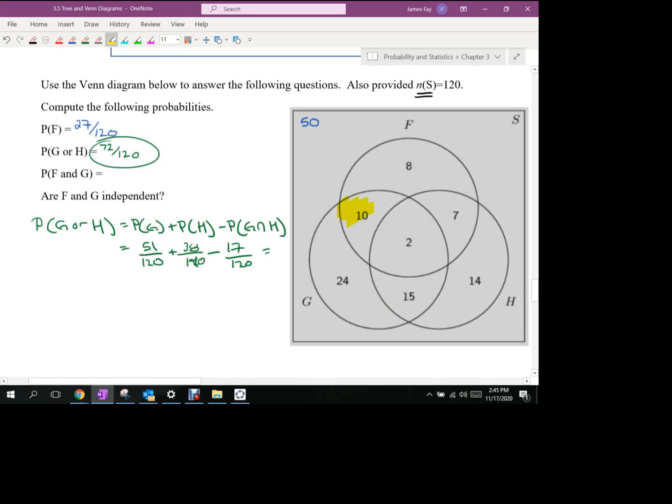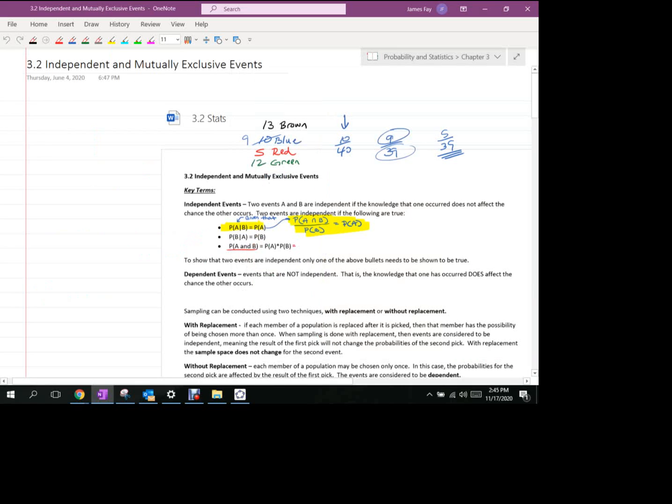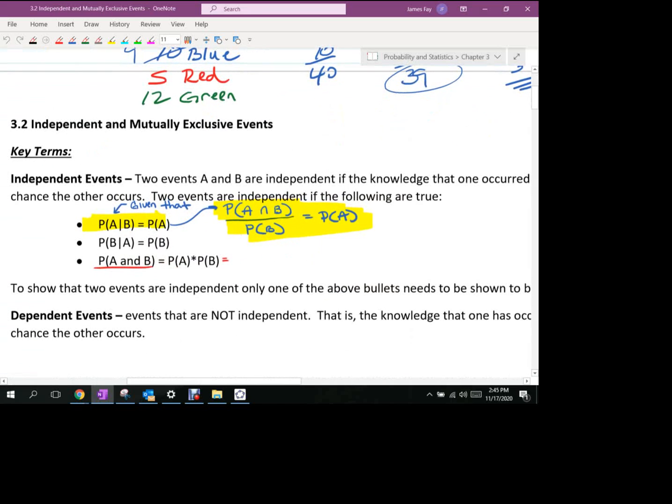12. Okay, F and G would be that region there. So we're looking at 12 out of 120. And it says, are F and G independent? Okay, you guys remember what it means to be independent. Okay, to be independent, if we go back to right here, these were the rules for being independent. The probability of A given B is the same thing as probability of A. Probability of B given A is the same thing as probability B. If we can prove one of these 3 things, probability A and B is equal to probability A times just probability B, then the events are independent.